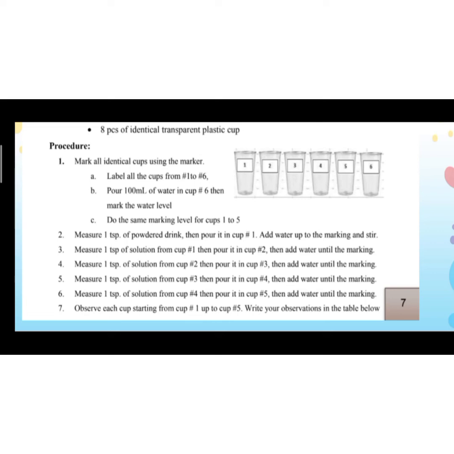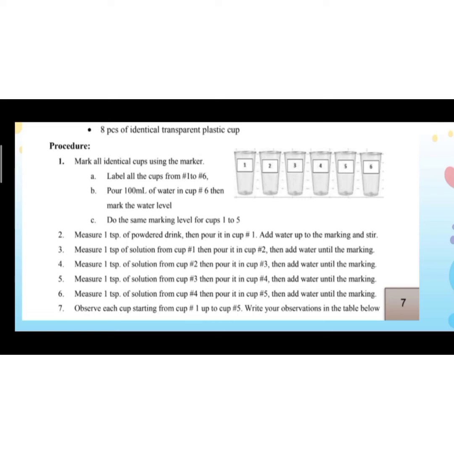Kapag nilagyan na ng tubig, yung nasa number 2, kukuha ka ulit ng isang kutsara ng juice doon, and then isasalin mo naman sa cup number 3, tapos dadagdagan mo ulit ng water. Kapag hinaluin nyo, nakikita nyo, susunod, kukuha ka ulit ng isang kutsara ng juice mula sa number 3, tapos isasalin mo sa number 4, then dadagdagan mo ulit ng tubig hanggang sa makarating ka sa cup number 6.